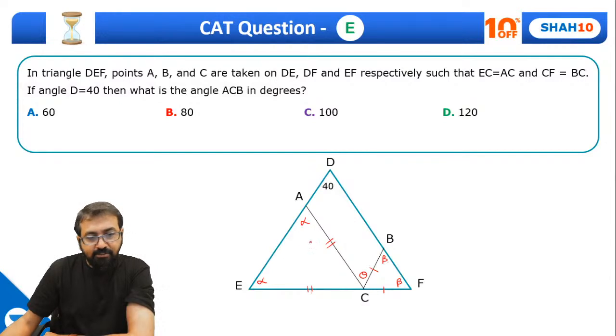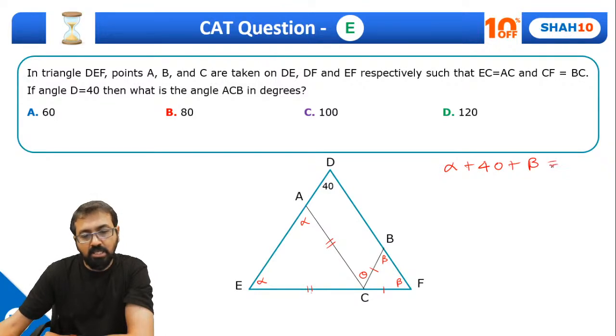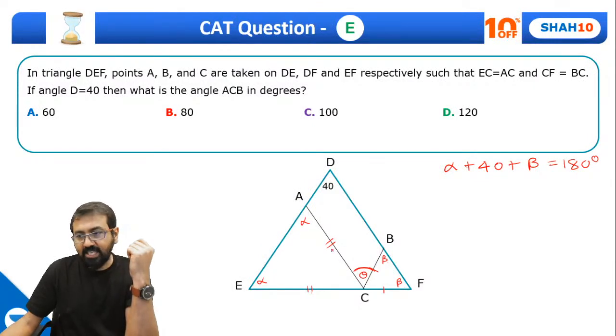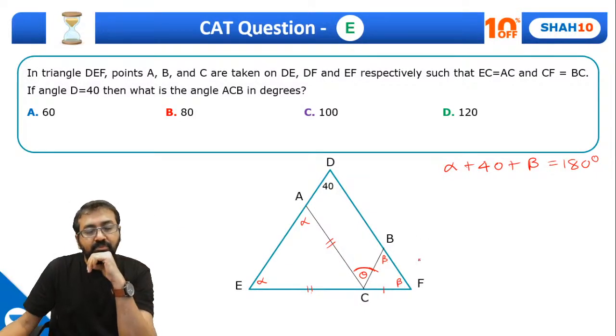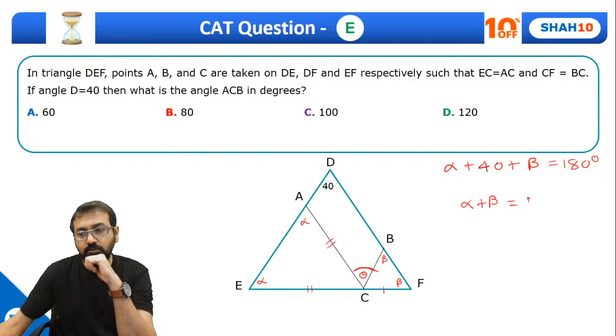Fine, guys. So the moment I have written this thing, I'm sure it should become a simple question now for you. See, can I say alpha plus 40 plus beta is equal to 180 degree, right? We want to find out this thing. And this looks like AC is parallel to DB, but it's not. We have just drawn it this way. Correct. So what is alpha plus beta? 140. Okay, alpha plus beta is 140.